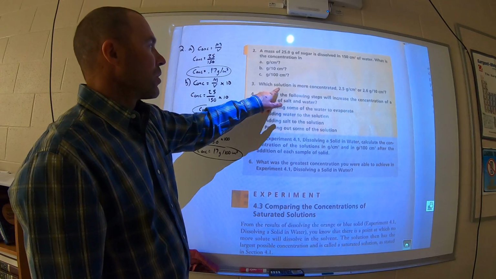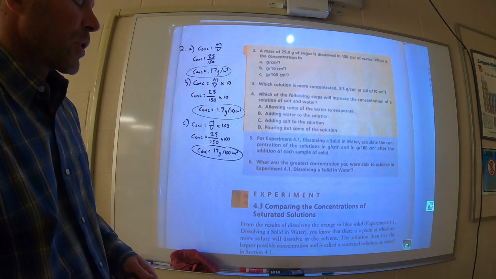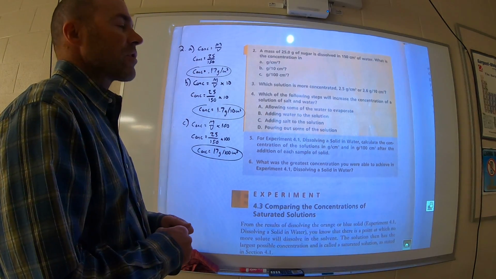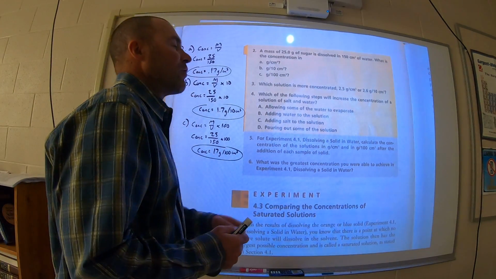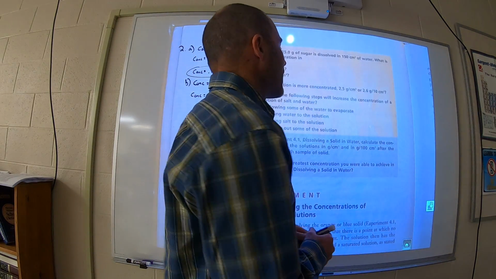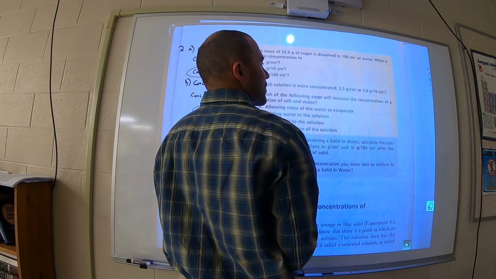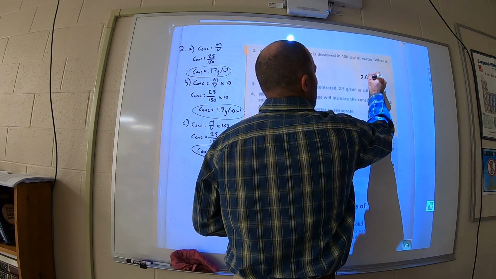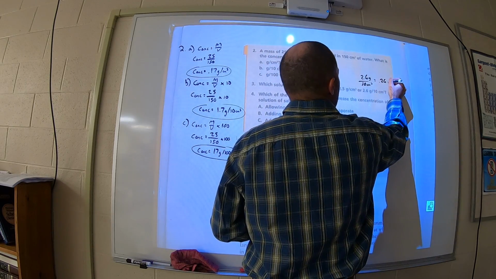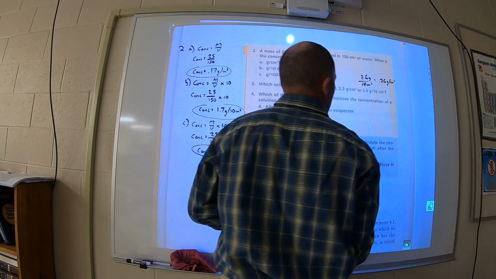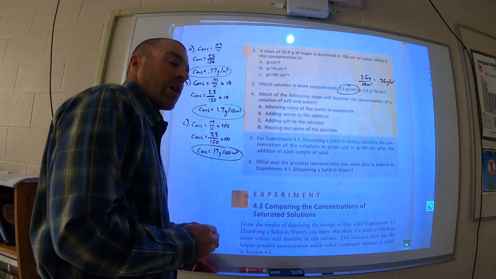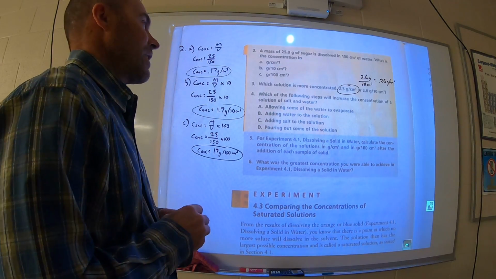So number 3, which solution is more concentrated? 2.5 grams per cubic centimeter or 2.6 grams per 10? Our problem here is we've got 2 separate units. So let's make them the same unit. If this much is dissolved in 10, if we just take this divided by 10, we can have both units in grams per cubic centimeter. So if we take 2.6 grams divided by 10 cubic centimeters, you get 0.26 grams per cubic centimeter. So which is more concentrated? 2.5 grams in every cubic centimeter is more concentrated than 2.6 grams dissolved in 10.